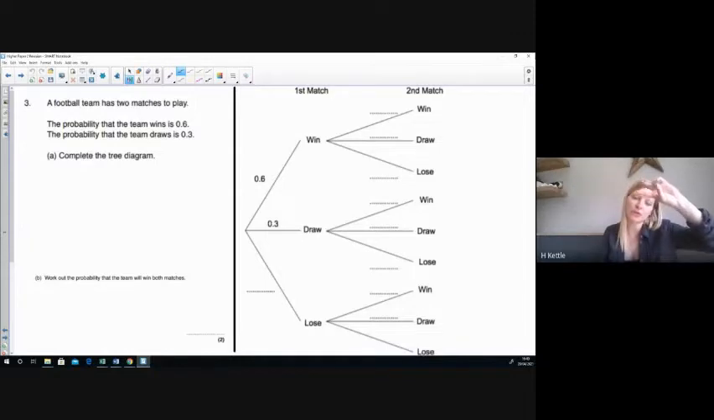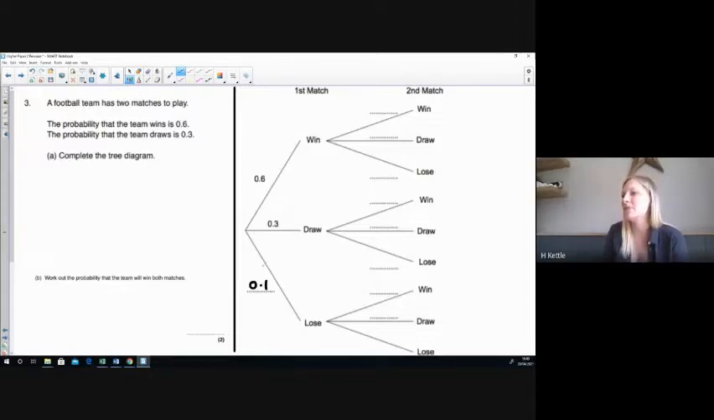Now, branches of a tree diagram, whether there's 2 or whether there's 3, are always going to add up to 1. We know that it's certain we're going to take one of those branches. So if this is 0.6 and this is 0.3, then the probability we're going to lose would have to be 0.1, because that would add up to make 1 whole, or 100% if you're doing it in percentages.